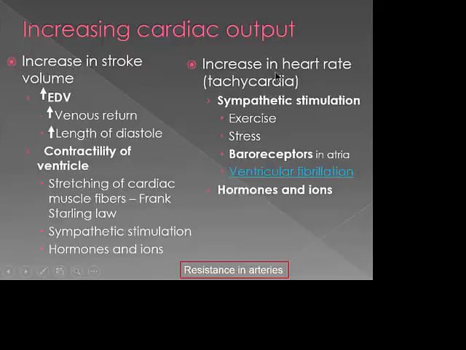Then let's look at heart rate. So we said cardiac output is stroke volume times heart rate. Here, for stroke volume, we looked at ways to increase stroke volume. Now let's see ways to increase heart rate. An increase in heart rate of over 100 beats per minute is called tachycardia. So increasing your heart rate could be done by sympathetic stimulation.